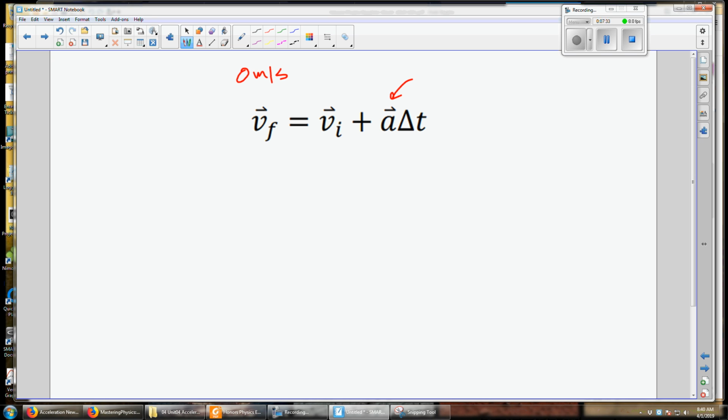I know this. Is the acceleration positive or negative? Which direction does it go? It's going down. Are we going to call down negative? Sure, we can.